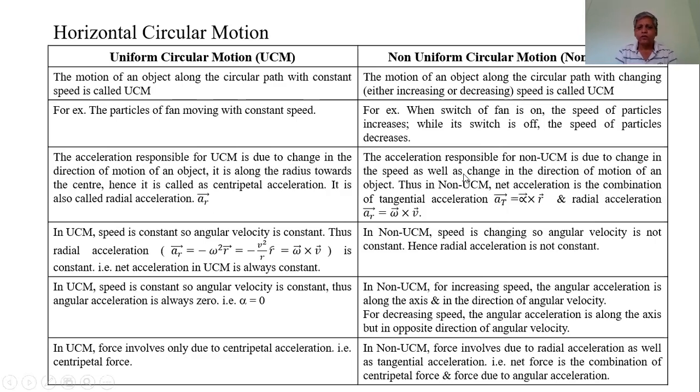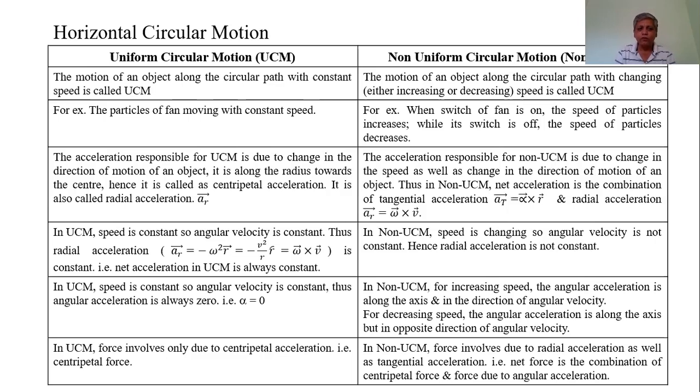In non-uniform circular motion, the acceleration is due to the change in speed. Speed is continuously changing, increasing or decreasing. Also, there is a change in direction. Hence, in non-uniform circular motion, the net acceleration is the combination of tangential acceleration, vector a_T, that is equal to vector alpha cross vector r. We already studied the relation between linear acceleration and angular acceleration. And radial acceleration, a_R, is equal to vector omega cross vector v. That is the difference between uniform and non-uniform circular motion.